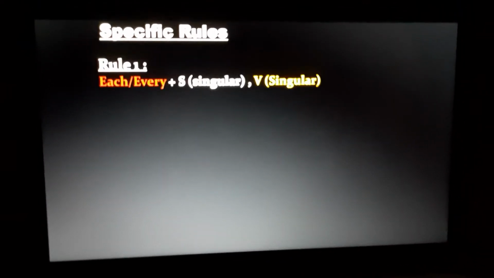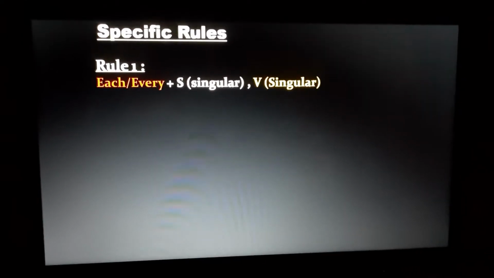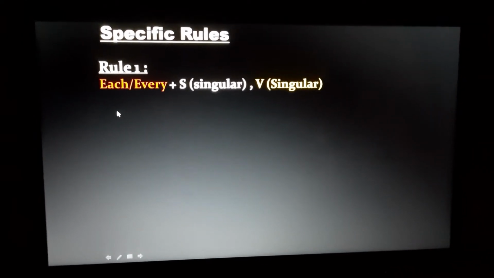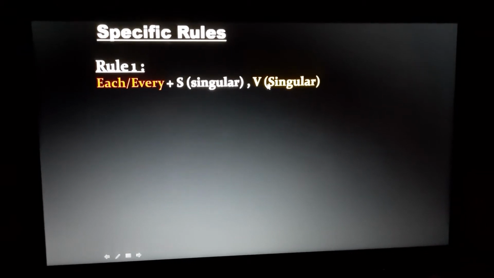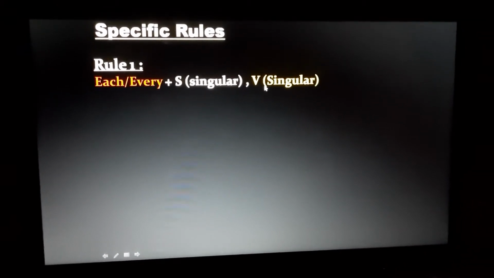Now there are some specific rules as well. We will see them. Rule number 1: whenever we see each or every before any singular subject, the verb is always singular.